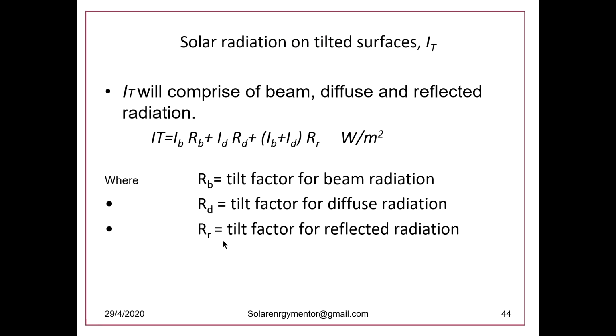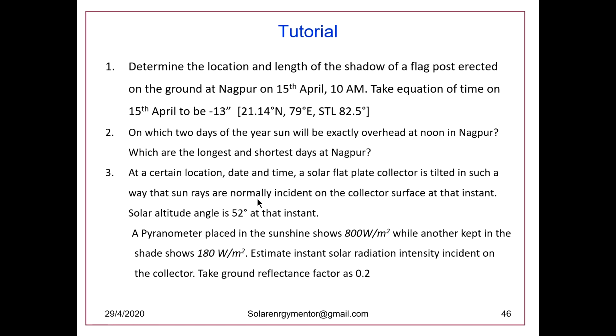RB is cos theta by cos theta z, I am going to show this in the next presentation. RD is 1 plus cos beta by 2 and RR is 1 minus cos beta by 2 into rho g, that is the ground reflectance factor, which is taken to be 0.2. So this completes the solar radiation angles. We will solve some examples on this and then we will continue with our further discussion. Thank you very much.